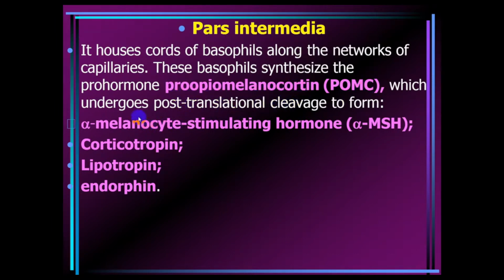Proopiomelanocortin undergoes post-translational cleavage and is subdivided into four hormones: alpha melanocyte stimulating hormone, alpha MSH in international abbreviation, corticotropin, like corticotropin in the pars distalis with the same function, then lipotropin and endorphin. Alpha melanocyte stimulating hormone stimulates the activity of the pigment cells, melanocytes, in the place of its allocation. It means this hormone controls the pigmentation of our skin, the color of our eyes, hair, and some other regions.